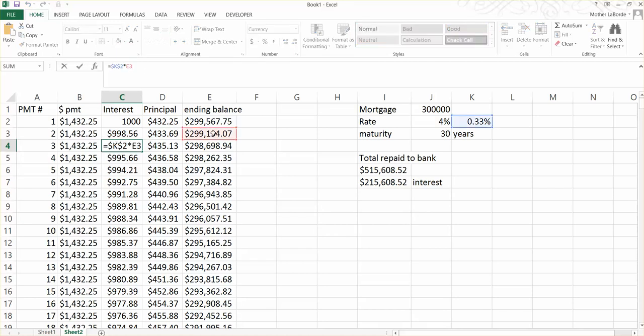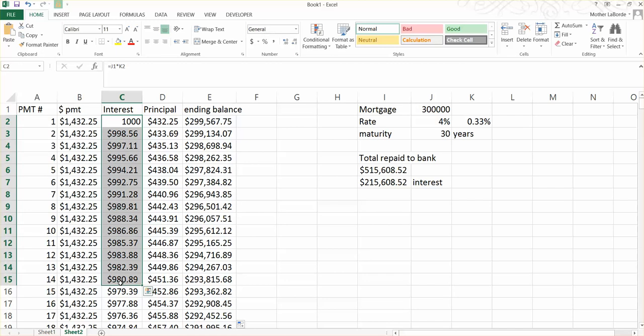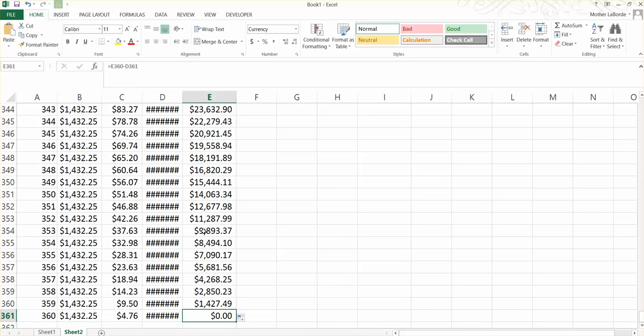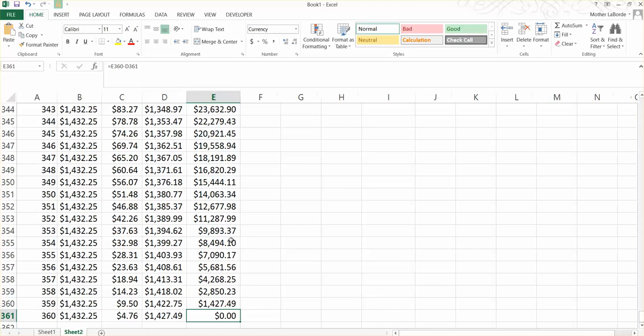Every single month it's taking the previous month's ending balance, multiplying by the monthly rate to get the interest amount. It's calculating the principal amount by taking the interest, deducting it from the payment. Then it's calculating the ending balance by taking the previous month's ending balance and deducting the current month's principal. And you can see ever so slowly the amount that's interest drops, the amount that's principal rises. I'm going to scroll down to the bottom, and when we get to the bottom, our balance should be exactly zero. That's how an amortized loan works.